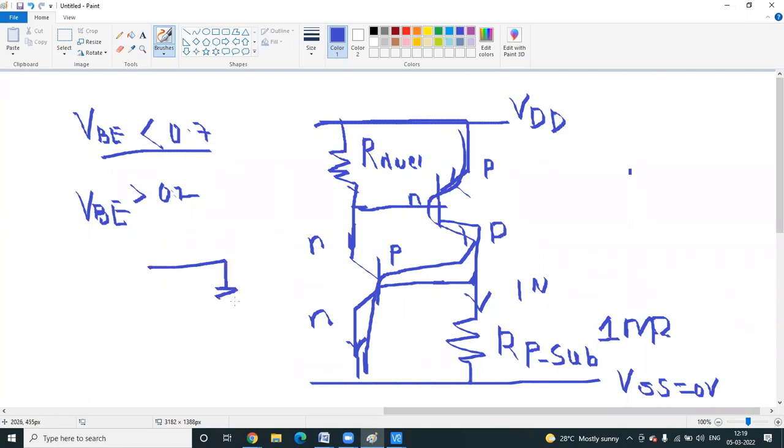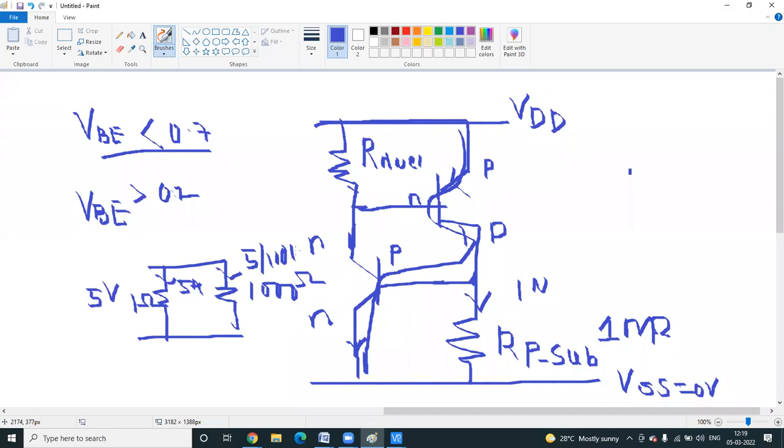Somebody having doubt about the parallel? Let's assume this is 5 volt and this is 1 ohm, and the other resistance is 1000 ohm. In parallel the voltage will be the same. So here it will carry 5 ampere, 5 divided by 1. Here how much? 5 divided by 1000, so 5 milliampere. The same voltage you are applying. This is in milliampere, this is in ampere. So now you got the clarity.